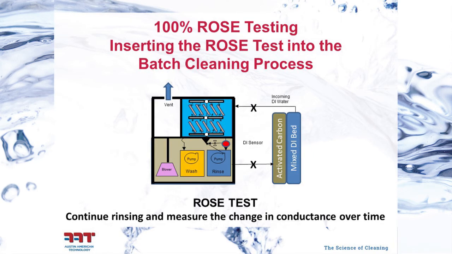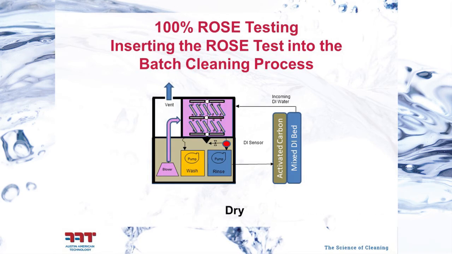Now during your ROSE test, you're going to use the water that you already have in there, and you have a starting point, which is your rinse to resistivity measure. So once you've reached that resistivity, that's your starting point. Then you do a timed rinse to find out what your change is over that time. In other words, that's where you're getting your delta of conductance. And then of course you go into your dry cycle.